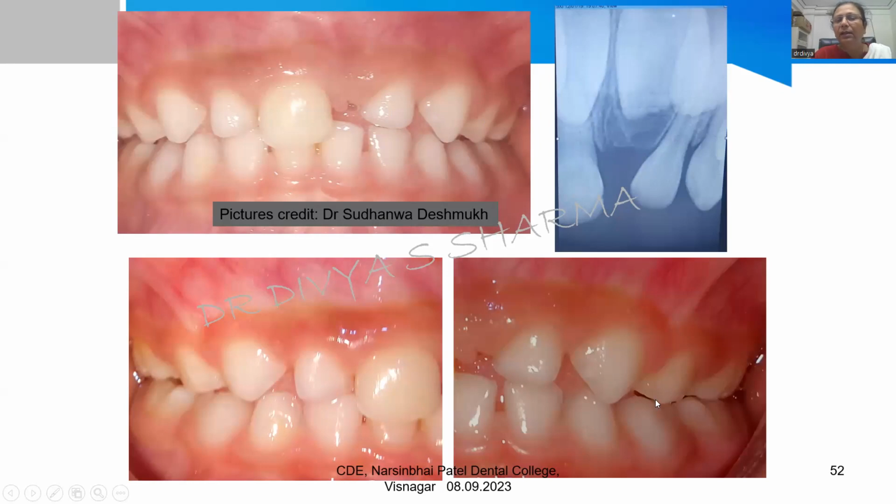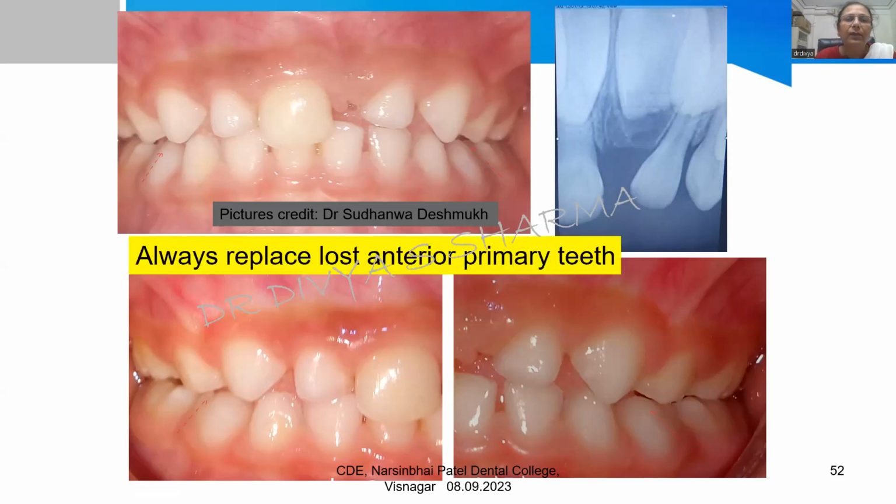Okay, and there is a disocclusion of the posterior teeth, and probably if it continues and no space maintainer is given for that, overjet maintenance is very important. That is why. Okay, and if it starts collapsing, what will happen? There will be a functional mandibular shift in any direction, anterior or lateral. Always replace the primary teeth.